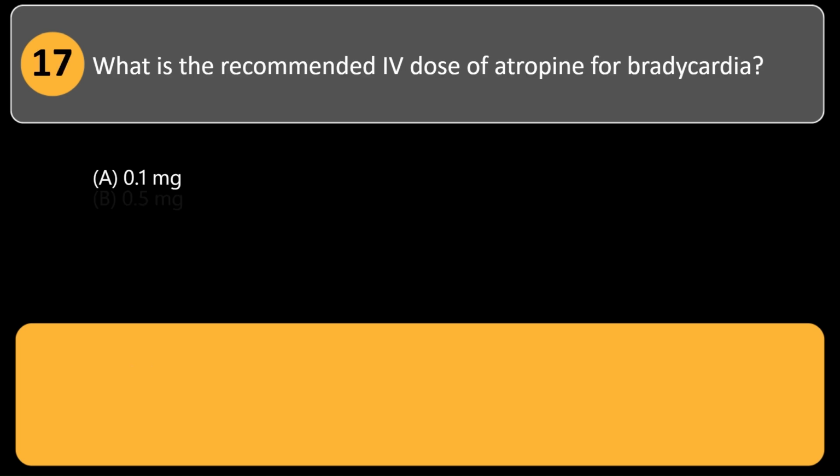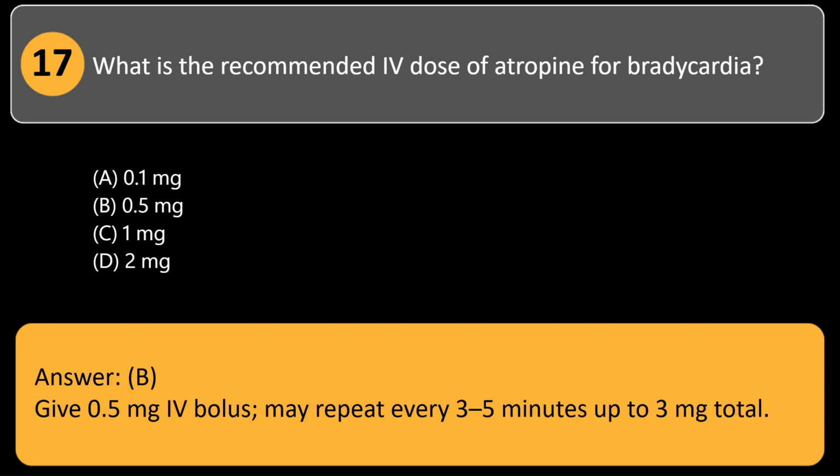What is the recommended dose of atropine for bradycardia? A. 0.1 mg. B. 0.5 mg. C. 1 mg. D. 2 mg. Answer: B. Give 0.5 mg for bolus, may repeat every 3 to 5 minutes up to 3 mg total.